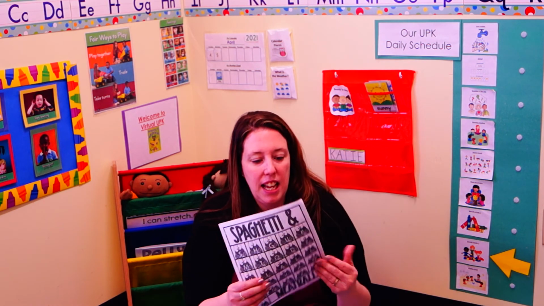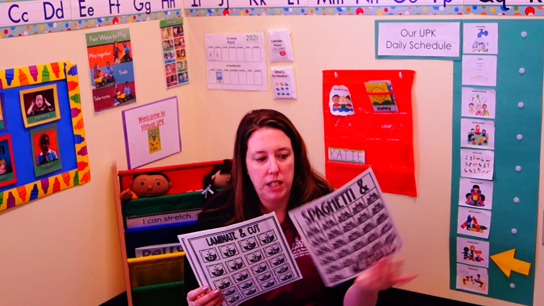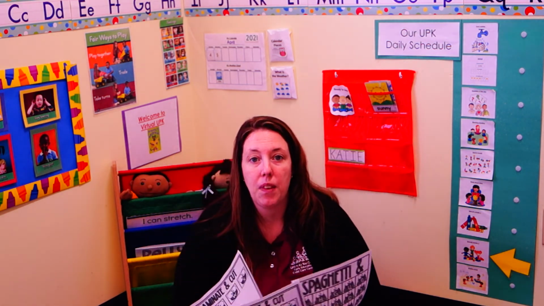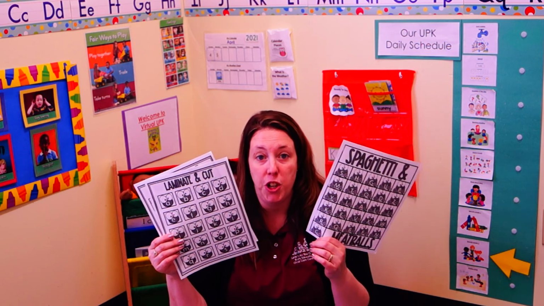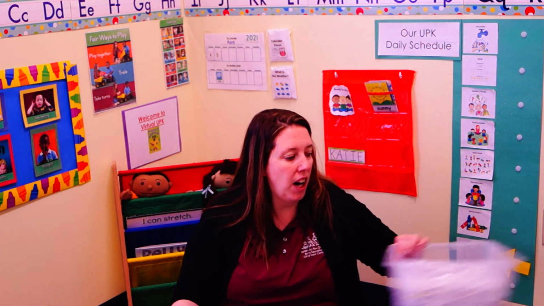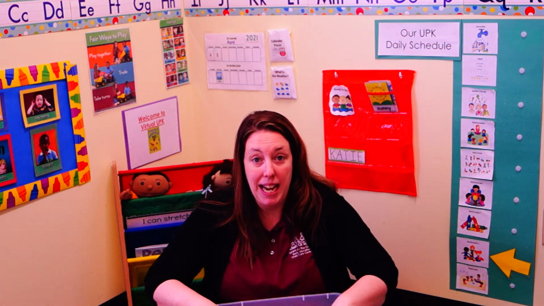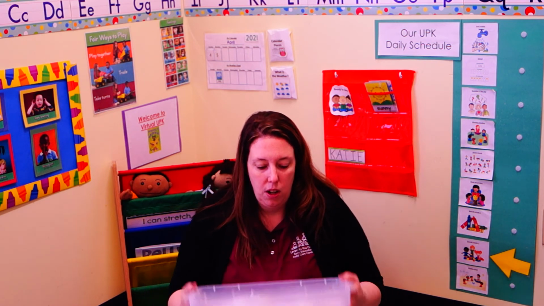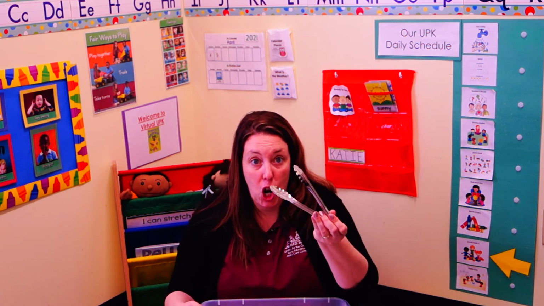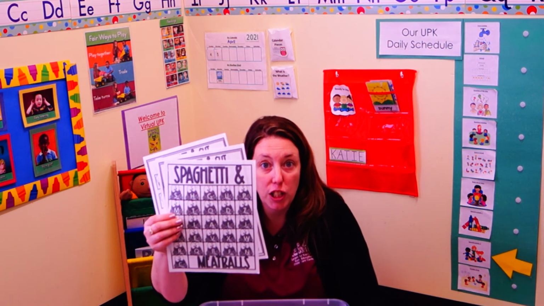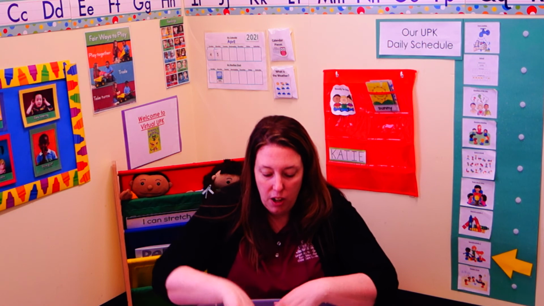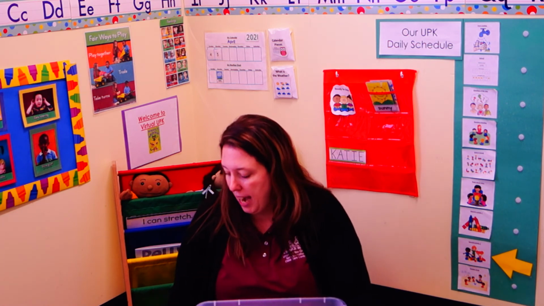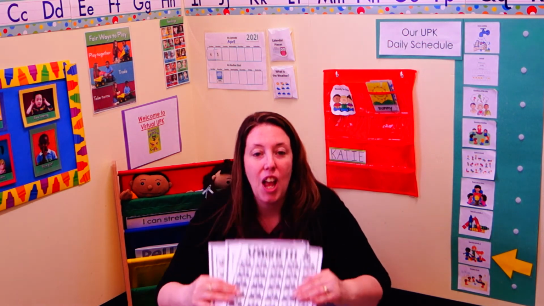Our next activity, friends, is a little activity with spaghetti and meatballs. Now, you can do this activity a few ways. You could just cut these apart and you could play a matching game. Or, if you wanted to have some fun with sensory, you could take some paper, you could rip it up or shred it, you could grab some tongs, and after you cut apart your cards, you could hide them inside your pretend spaghetti and use your tongs to look for your spaghetti and meatballs to do and practice your letter matching.